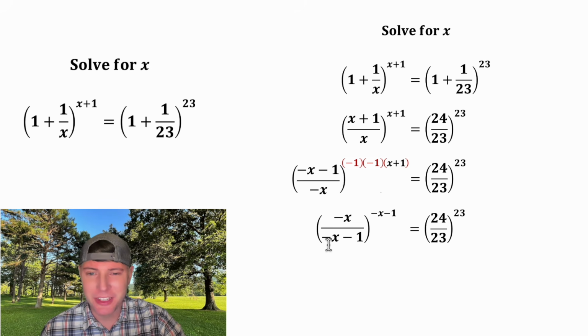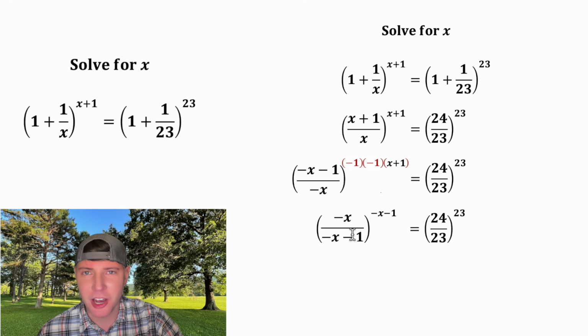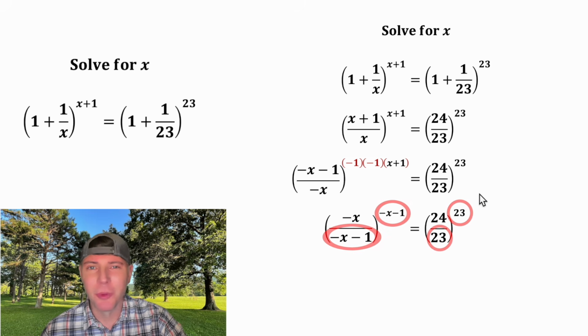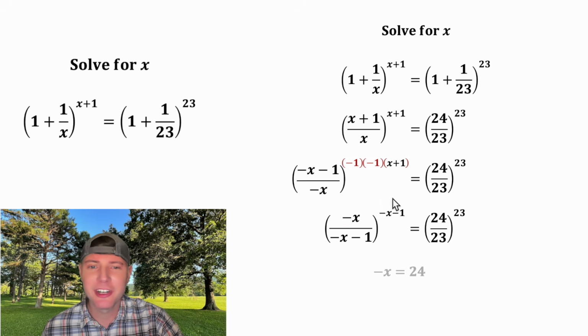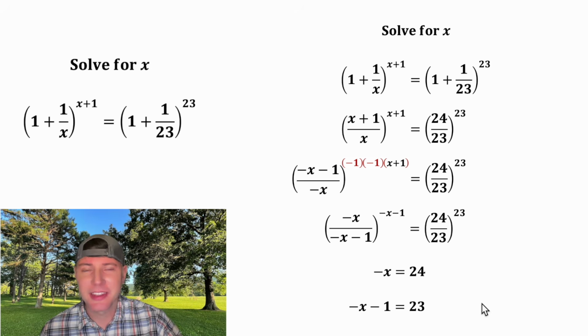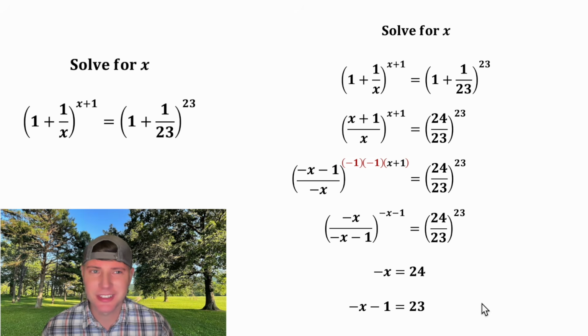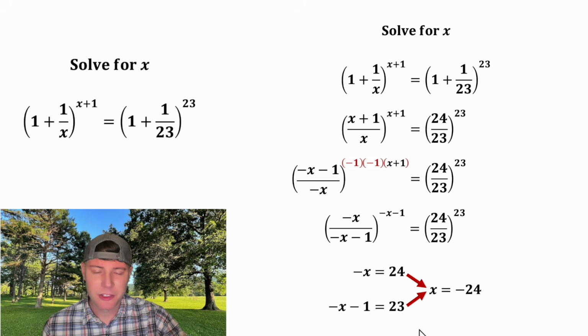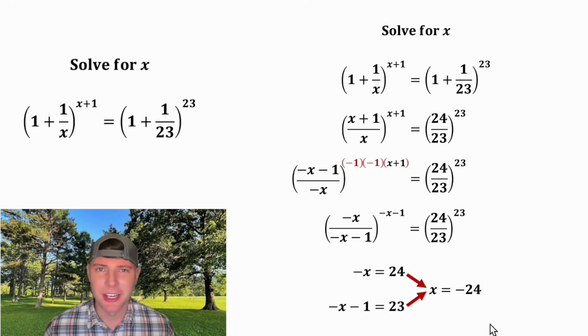Now look what we have. This bottom is 1 less than the top, just like this bottom is 1 less than the top. And the denominator is equal to the exponent, just like this denominator is equal to this exponent. So one thing we can try, we can set the numerator equal to the numerator and the exponent equal to the exponent. If both of these give the same answer for x, that's one possible solution of this. And both of these give us x is equal to -24. So x equals -24 is a possible answer to this.